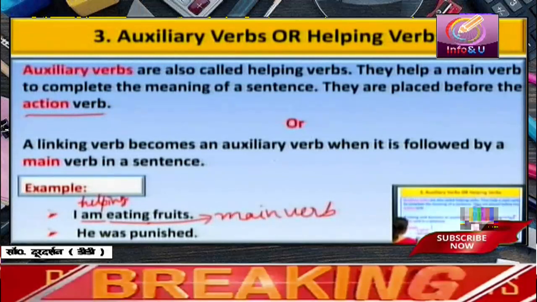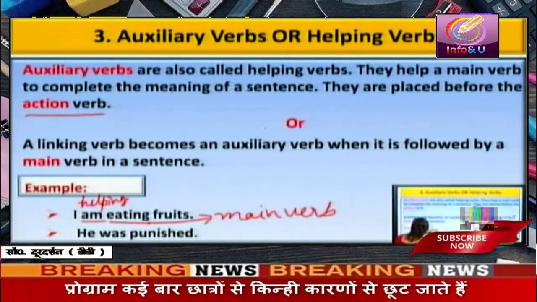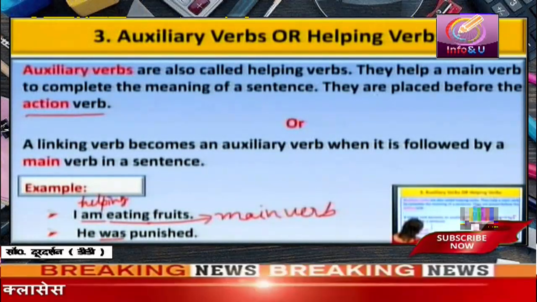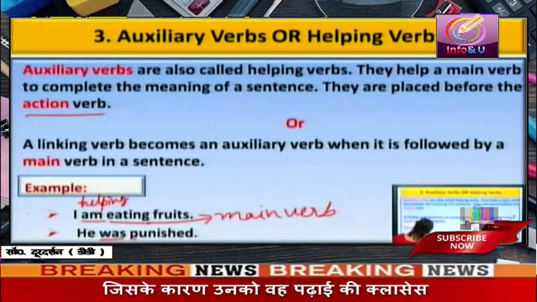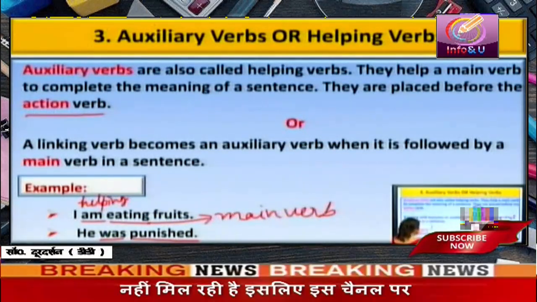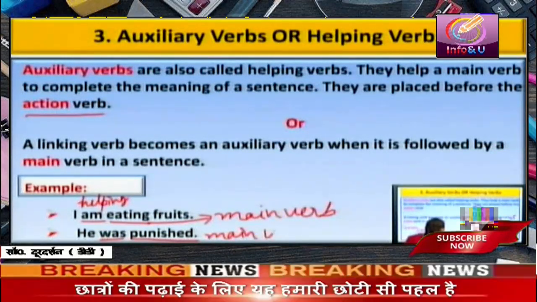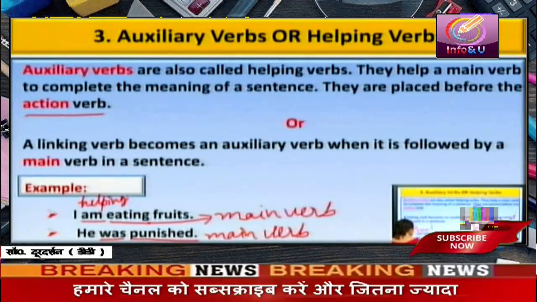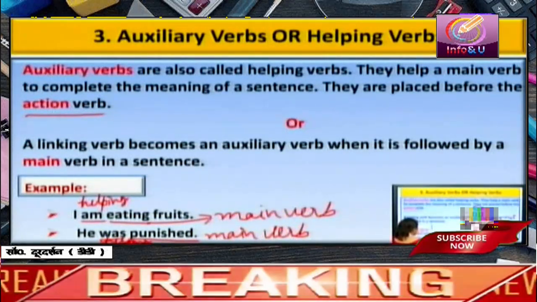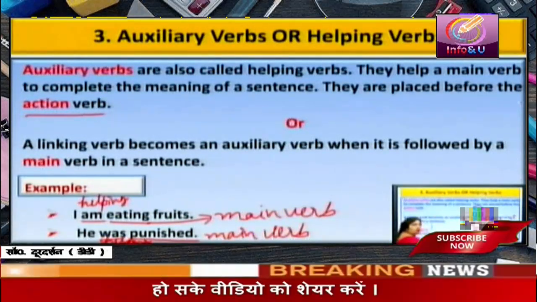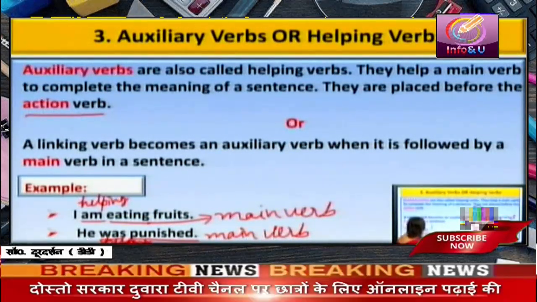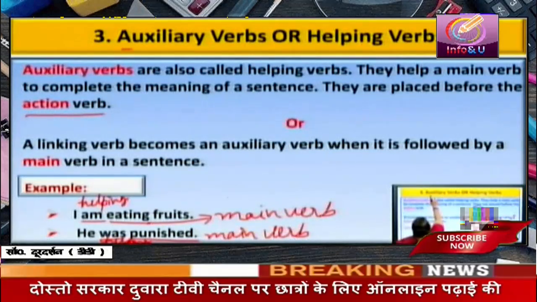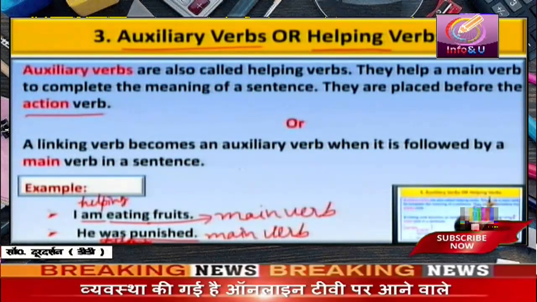Next sentence, he was punished. In this sentence, was is verb and punished is also verb, but punished is main verb and was is helping this main word punished to complete the meaning of the sentence. So, was is auxiliary verb or helping verb.